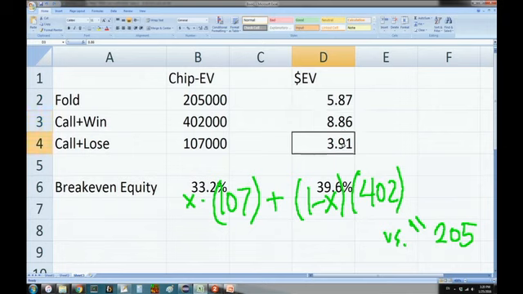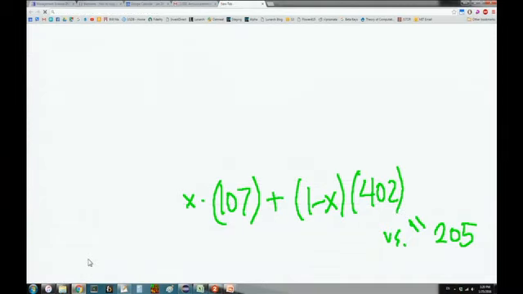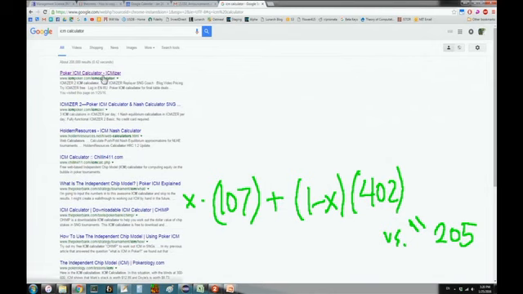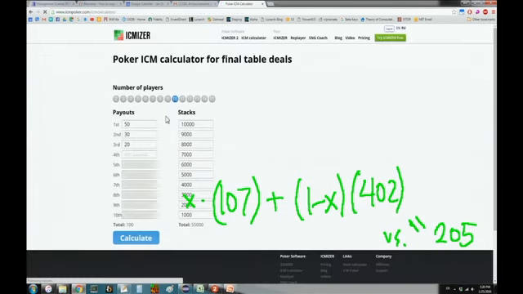Okay, so how do we do this side? These are essentially the ICM numbers. The way you calculate this is you Google ICM calculator, and then you just go to the first one. It's usually quite easy to find.